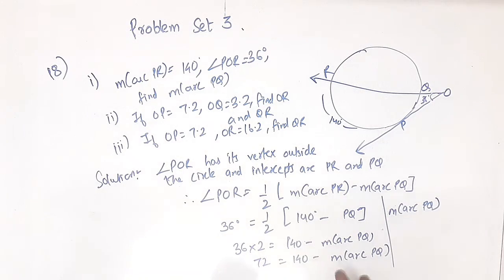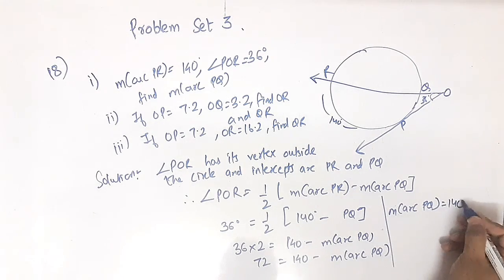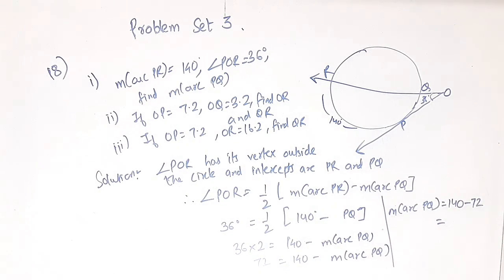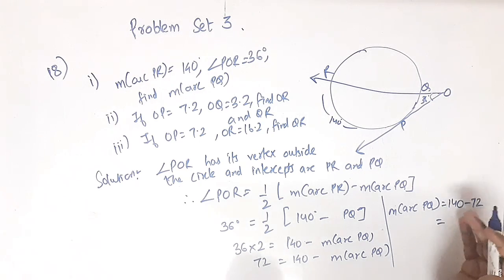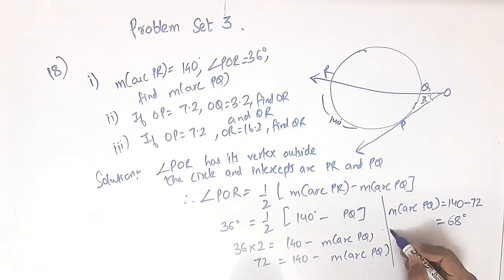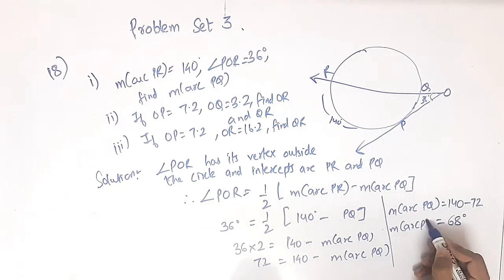if I take it to the LHS, it will become positive and 140 will be the same. 72, if I take from LHS to RHS, it will be minus 72. Now what is 140 minus 72? 140 minus 72 is 68 degrees. So we got measure arc PQ equals 68 degrees. Okay, let us see the second one.